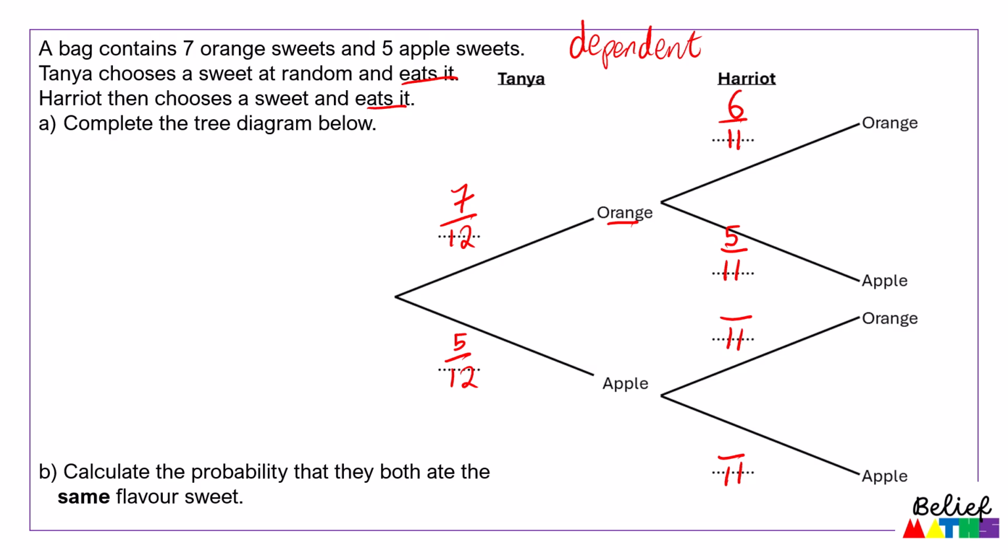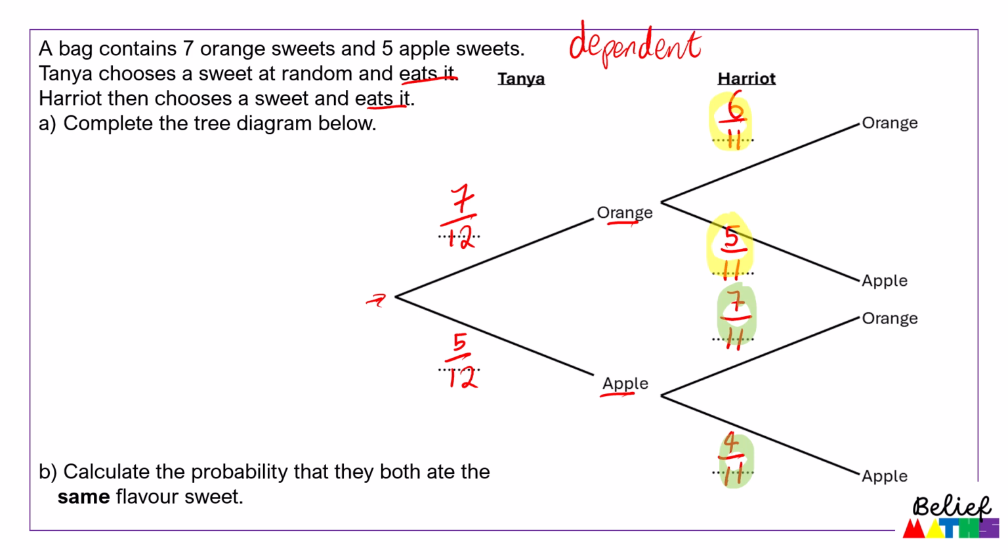Now if we do the bottom and we essentially restart, we come back to the starting point, and we assume Tanya chooses an apple sweet first, well then there's actually 7 orange left and 4 apple. Again, we can see that these two values here add to give us 11 out of 11, and we can also see that these two values here give 11 out of 11, which is what we would hope for. Okay, and that allows us to check that we're correct.